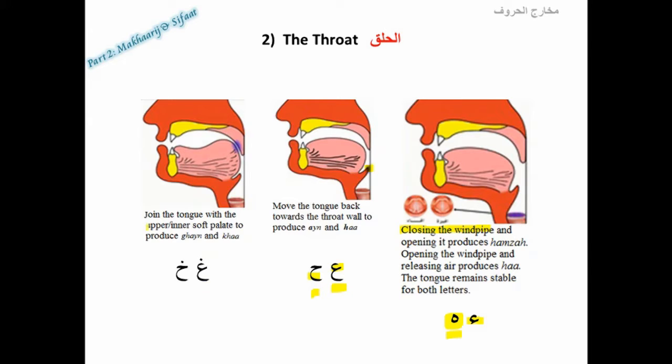So, Bismillah, carrying on. The top of the throat are the letters ghain and kha. You join the tongue with the upper inner soft palate to produce ghain, kha. Over here. You can see I've tried to highlight it here. You can see this is the soft palate and this is almost just behind where qaf comes from. And these letters don't come from the tongue. They come from the throat, the uppermost part of the throat. Almost feels like it's coming from the tongue, but it's not.